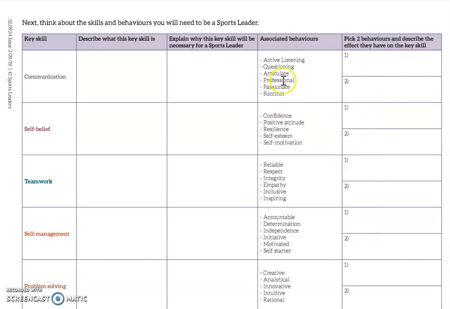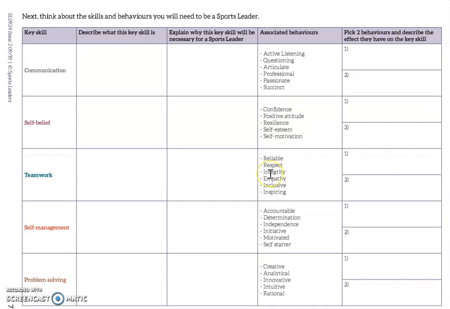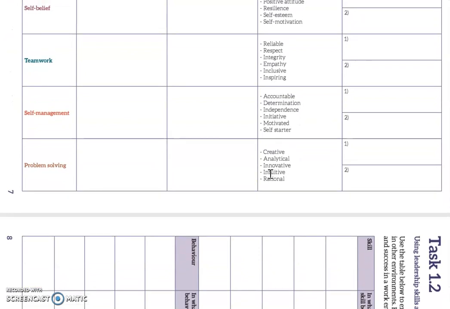In the last column, based on column 4, write out the behaviours again and in one sentence describe the effect they will have on your key skill. So why, for example, is questioning important in communication? You can write questioning here, and then explain in a sentence why questioning is so important when it comes to communication. That pretty much completes task 1.1.